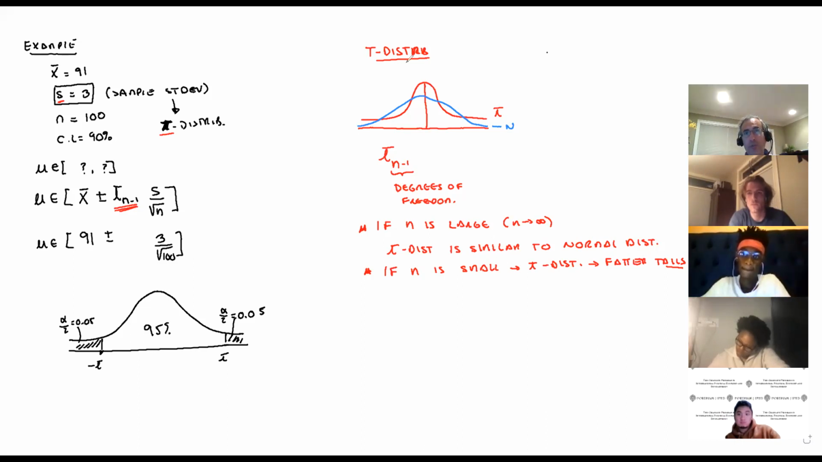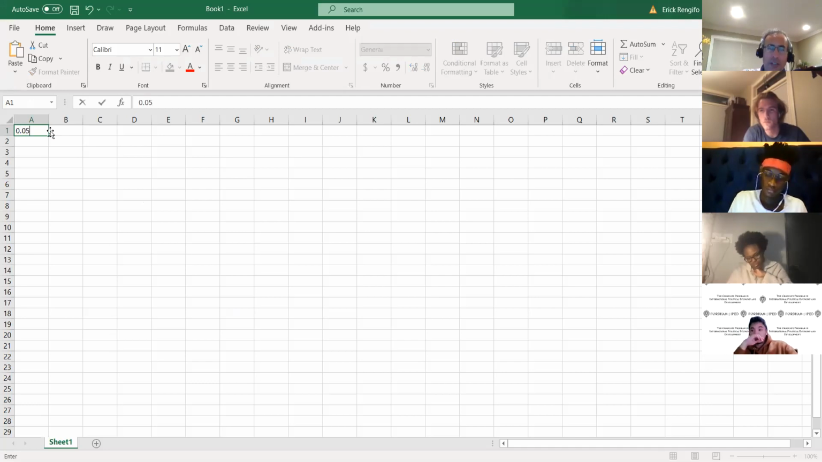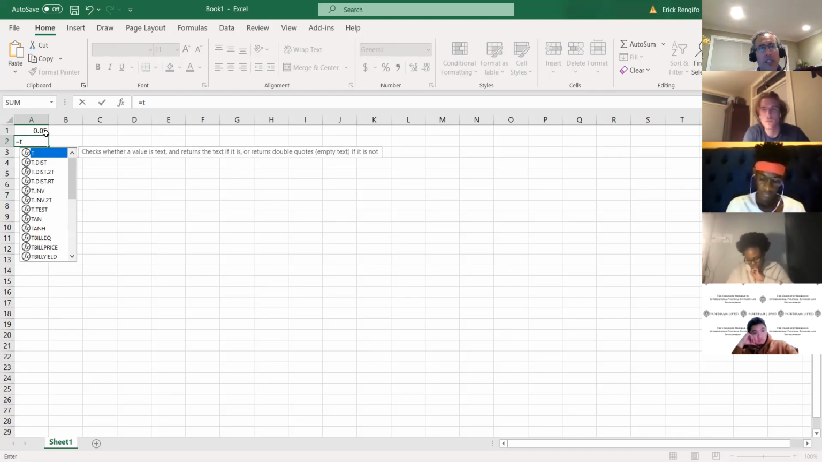Okay, so let me show you my Excel. How to find the t, okay? So in Excel, let's put the 0.05. That is one of the tails of the t-distribution. And then we do equals t dist, this one here.